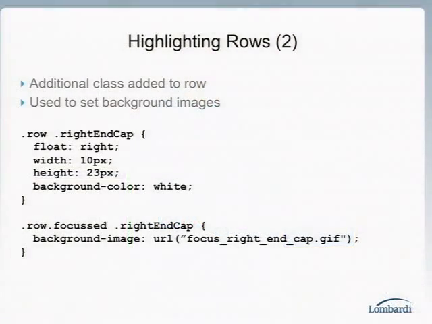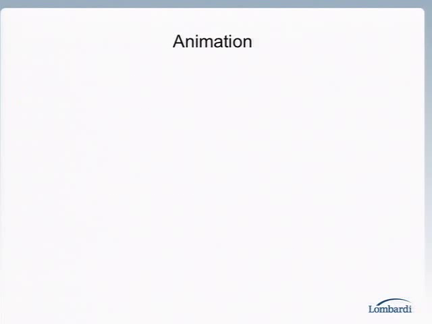So I create a mouse handler for the mouse over event, and because I'm passed the event, I can get hold of the source of the event, get hold of the row, and just call a mouseOver method on that and add a focused style to it. The mouse out does the opposite thing, takes away the focus style. Inside my row, my right end cap is normally white. When the row also has the focused style, I give it a background image, and that works very nicely.